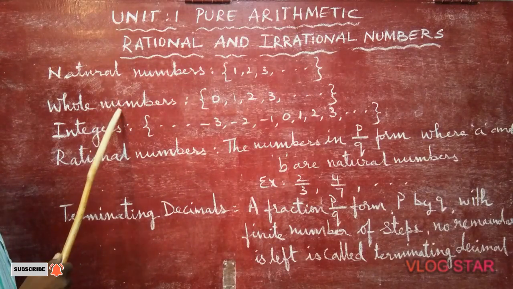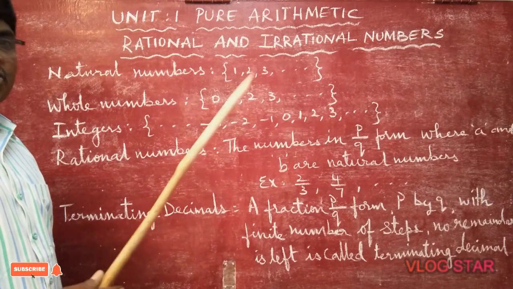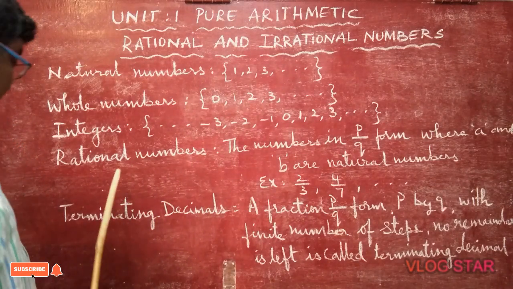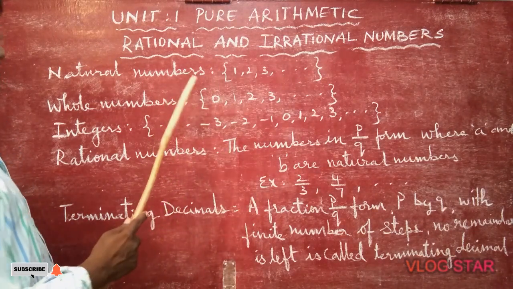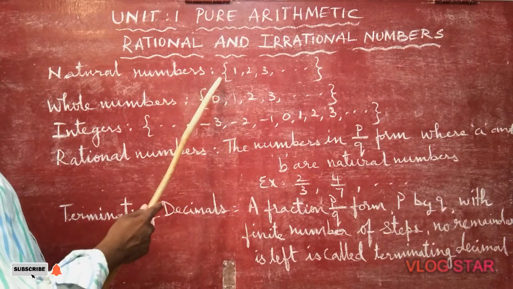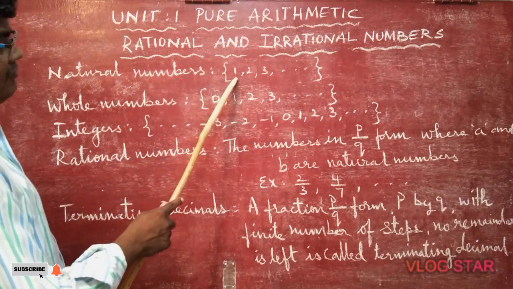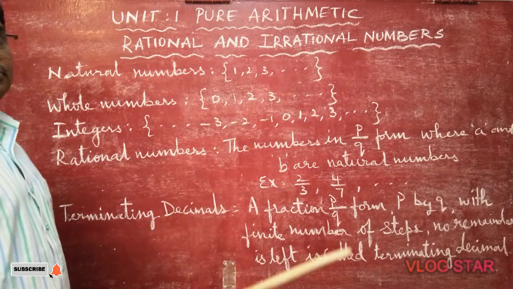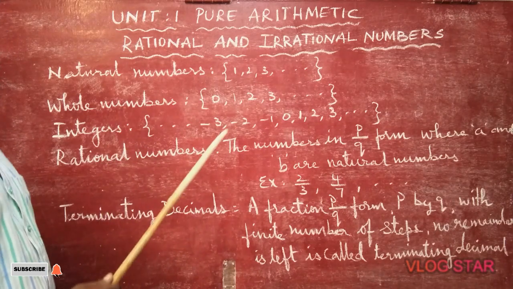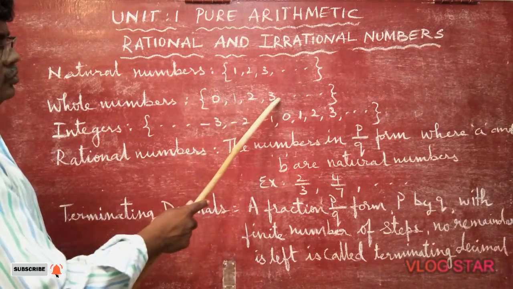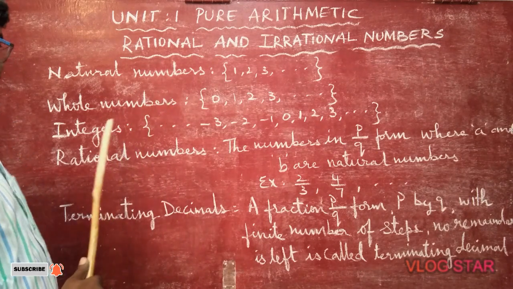Natural numbers, whole numbers, integers, like this we know the numbers. Even numbers, odd numbers, prime numbers, composite numbers, rational numbers, irrational numbers, like this. Natural numbers we represent with capital N, starting with 1, 2, 3, and so on. We also call them counting numbers. Whole numbers start with 0: 0, 1, 2, 3, and so on, and we represent them with capital W.